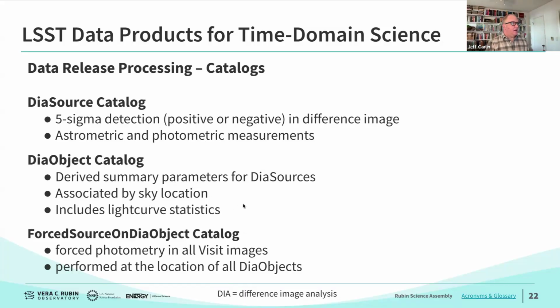And then another thing we'll do is, once we build up that DIA object catalog, we will then go back. We say we know there's an object here at this position. Let's go back to all the difference images that we have taken to date and force a measurement at that position. So that's called the forced source on DIA object catalog.